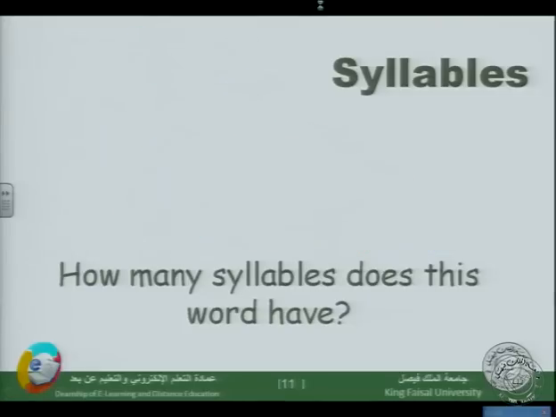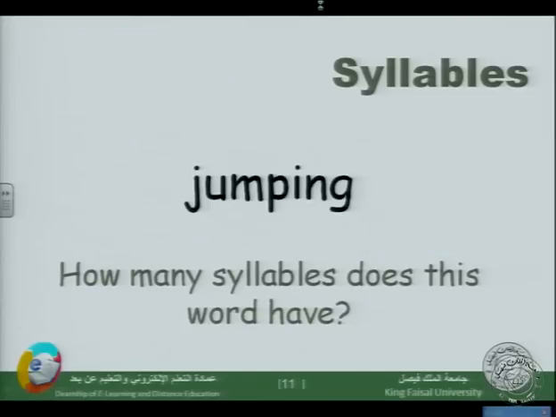Okay, let us move to another example. Jumping. How many syllables? We have 2 syllables. Jump. Ping. Let us transcribe this word using the alphabetical symbols.